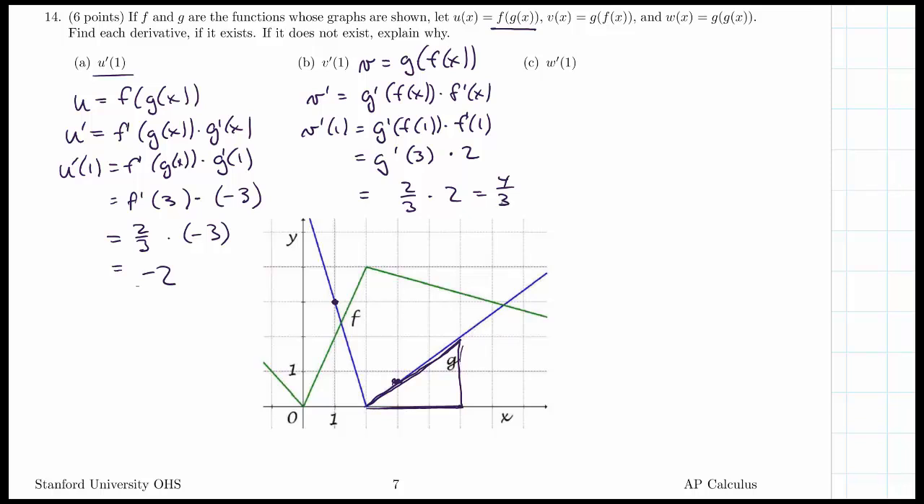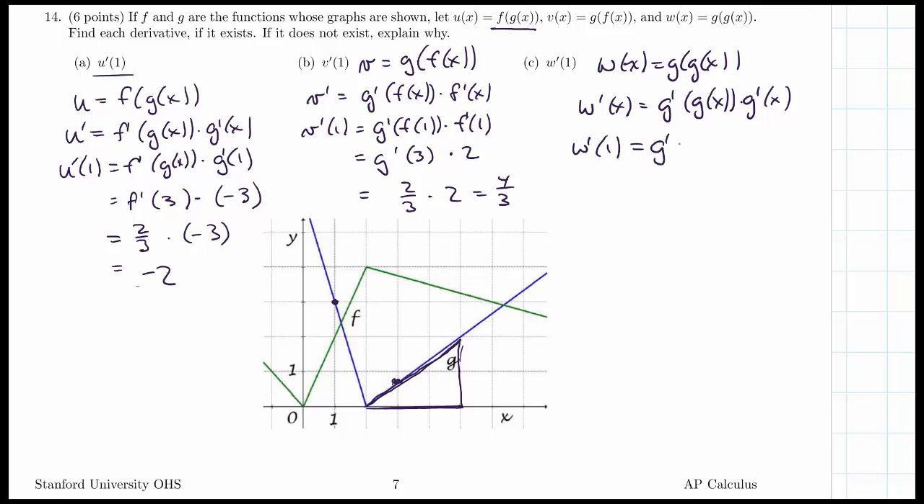Okay, last one. W is g of g of x, which means that w prime is going to be g prime of g of x multiplied by g prime of x. So w prime at 1 is going to be g prime of g of 1 multiplied by g prime of 1. So let's look at g prime of 1. G prime of 1 looks to be negative 3.